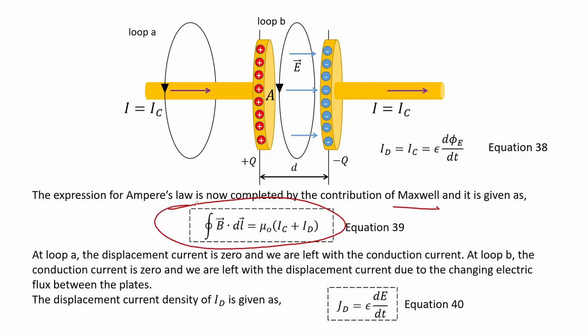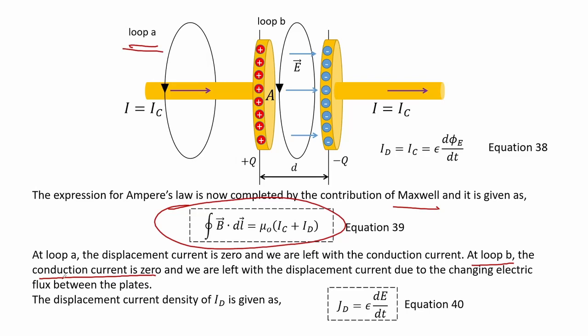So we can look at the loops to see if this equation still holds. At loop A, the displacement current is 0 and we are left with the conduction current. At loop B, the conduction current is 0 since there are no charges passing through the empty space, and we are left with the displacement current due to the changing electric flux between the plates.